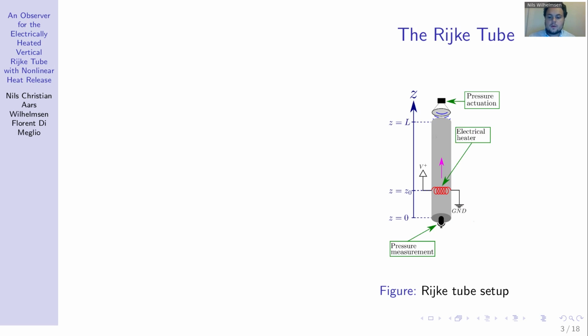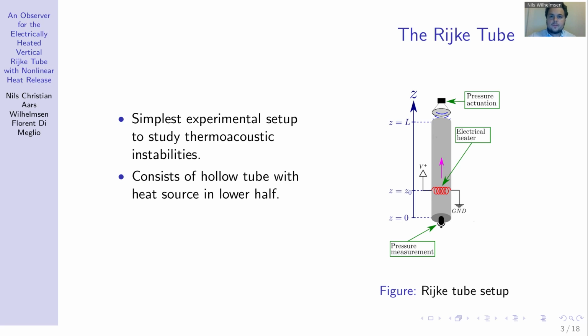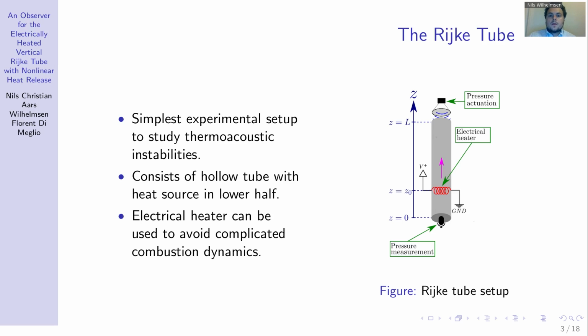To study this phenomenon in the laboratory, a setup known as the Rijke tube has been devised. This is probably the simplest system that can exhibit thermoacoustic instabilities. Essentially, it consists of a tube open at both ends and a heating element. To generate thermoacoustic instabilities, the heating element must be placed in the lower half. One should note that it is possible to have horizontal Rijke tubes, but then a mean flow must be imposed externally. We consider in this paper the Rijke tube with electrical heating.